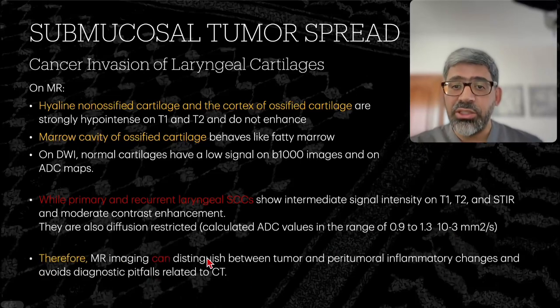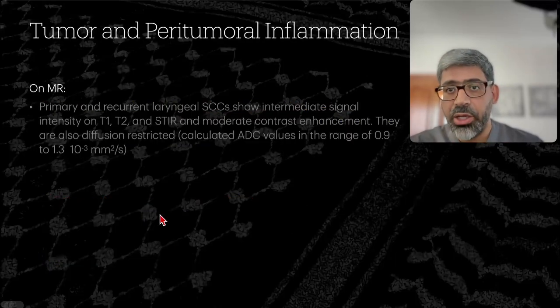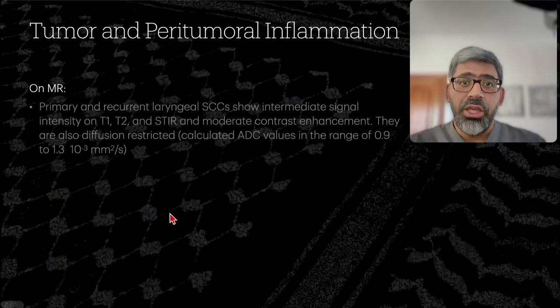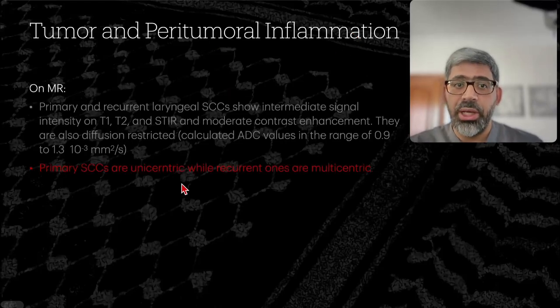Therefore, MR can distinguish between tumor and peritumoral inflammatory changes and cartilage invasion. The concept of peritumoral inflammation is important because laryngeal cancers can be associated with an inflammatory response. And if we don't try to distinguish this inflammatory response from the actual tumor, we can overestimate the extent of the tumor.